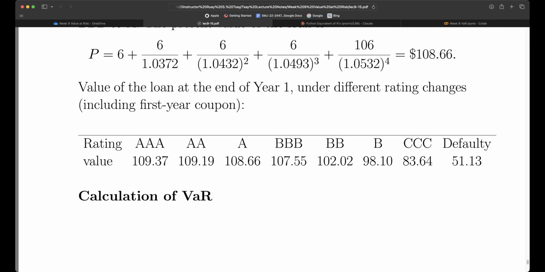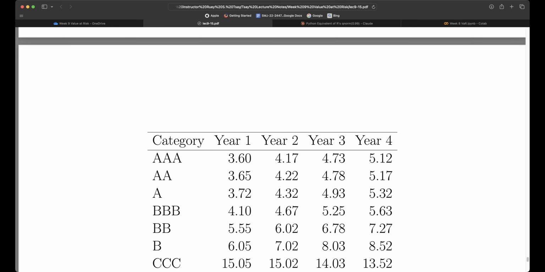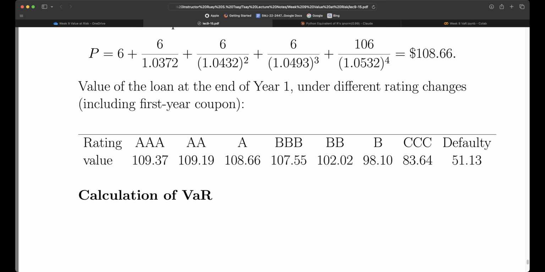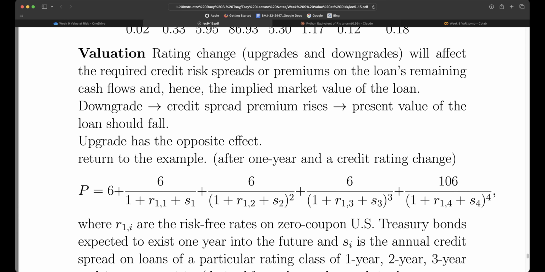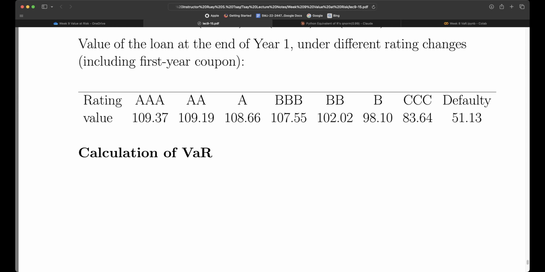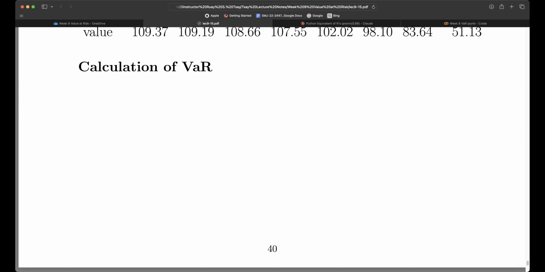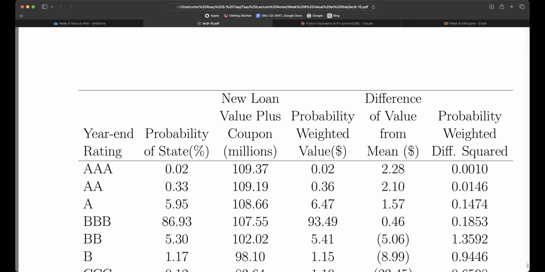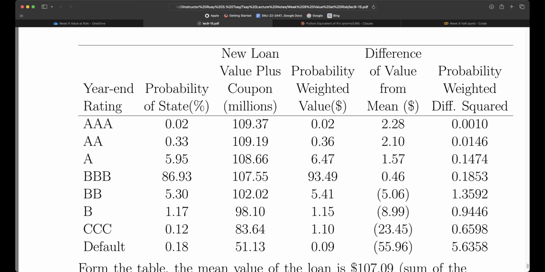So, for each category, we know this value, and we know the probability. Therefore, we know the probability for each case, so we can get the value risk. Where the year-end rating is triple A, the probability is 0.02%, the value is 2 basis points, and this is the loan value. If we multiply, the probability weighted value is about $0.02.